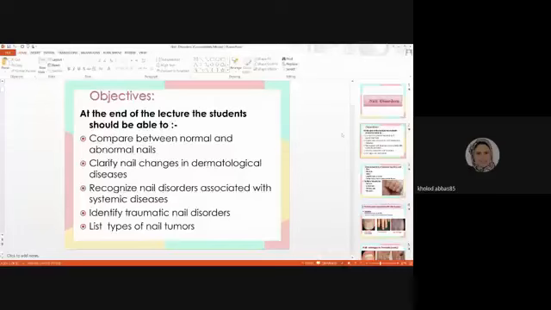To clarify the nail changes in some common dermatological disorders. We have an example of some dermatological disorder, and we recognize what are these nail changes. Number 3 is to recognize nail disorders associated with some systemic diseases and to identify what are the traumatic nail disorders, and finally to have an idea about nail tumors.